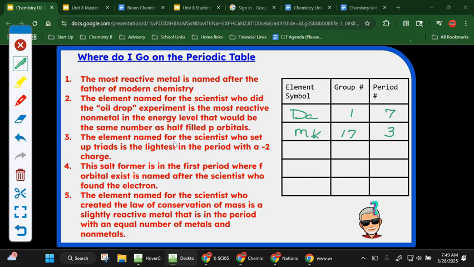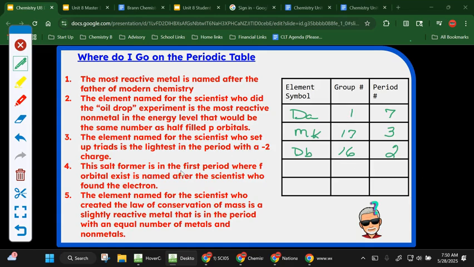Okay, either way. The element named for the scientist who set up triads. Element symbol is Db for Dobereiner. Okay, is the lightest in the period with a -2 charge. Where are -2 charges? No, not group 17. Group 16. And the lightest would be where? At the top, period 2. Questions?